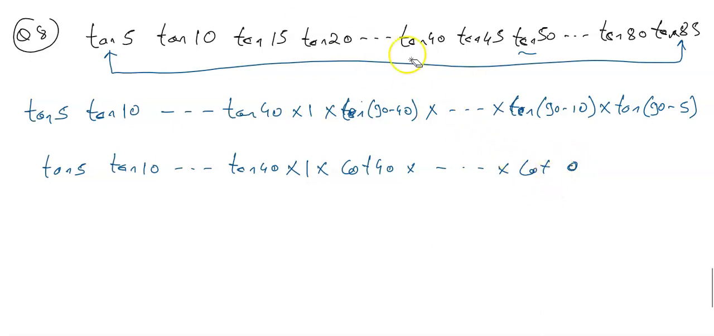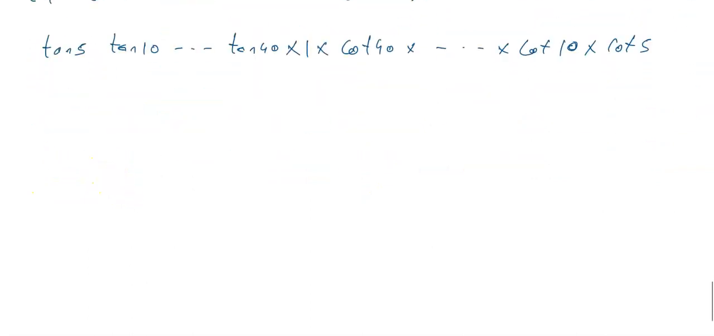tan 90 minus theta होता है cot theta into cot 5. तो tan into cot क्या होता है 1. So as you can see now कि everything is going to be equal to 1, मतलब tan 5 into cot 5, 1 हो जाएगा, tan 10 into cot 10, 1 हो जाएगा, बीच में 1 है, tan 40 into cot 40, 1 हो जाएगा. So answer would be 1, option A.